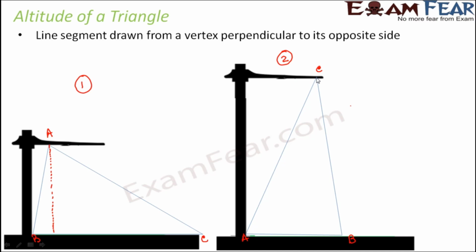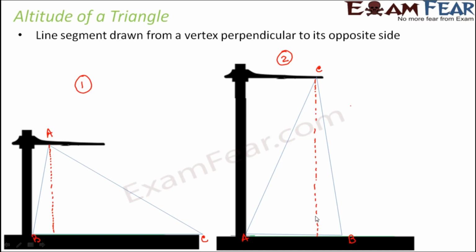Now when we try to measure the height of the triangle, keeping it in this pattern, what do we see? The height has increased. So even though we are talking about the same triangle, when we look at it from two different perspectives, we get two different heights or two different altitudes. So how do we define the altitude of a triangle? Altitude is a line segment which is drawn from a vertex perpendicular to its opposite side. That is how we define the altitude of a triangle.